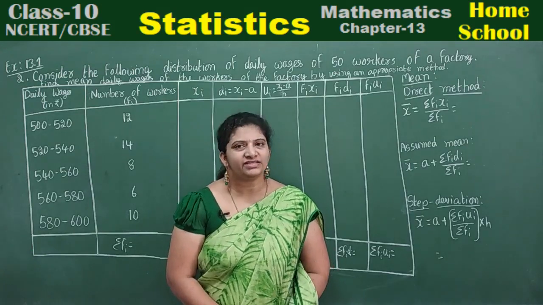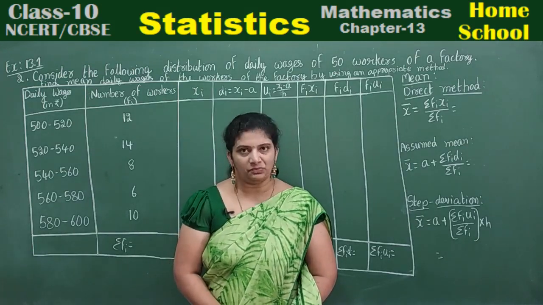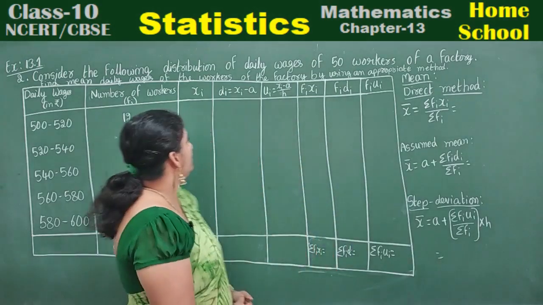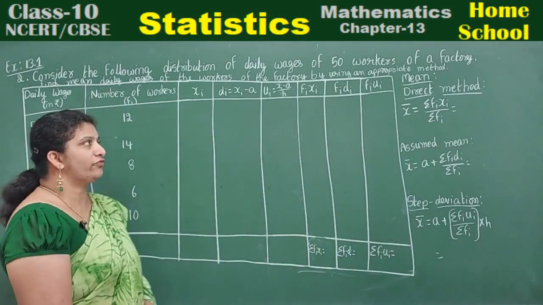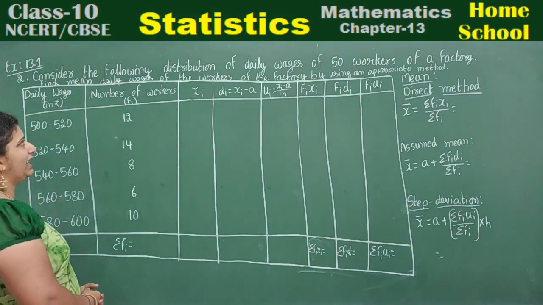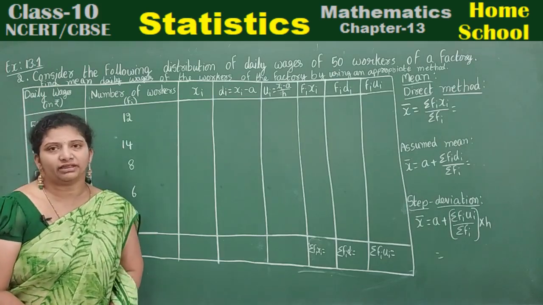We are in our 13th chapter, that is statistics, exercise 13.1, second problem. Consider the following distribution of daily wages of 50 workers of a factory. Find mean daily wages of the workers of the factory by using an appropriate method.